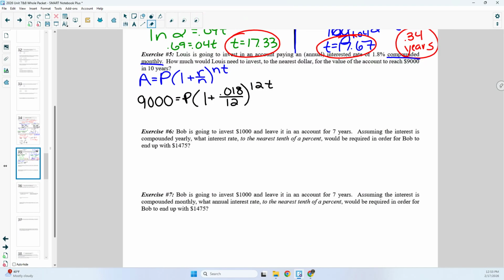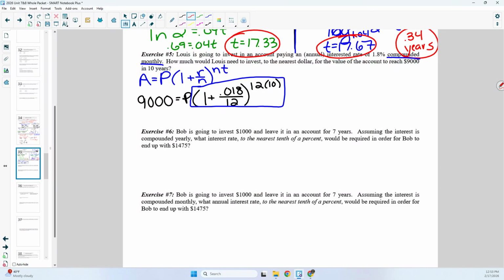I do have the t value, so I should have plugged that in. They told me we're doing this for 10 years. Now, looking at the structure of this, it's just multiplication, and I have all the numbers here, so I can actually type that in my calculator, because we're not solving for time, we know the time.